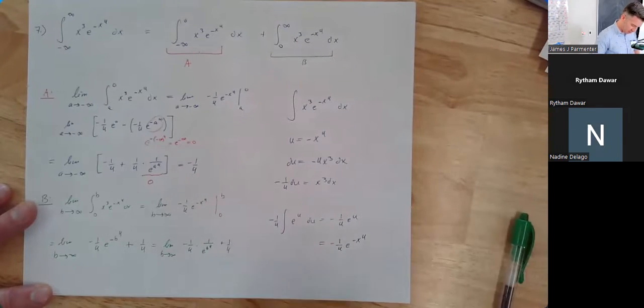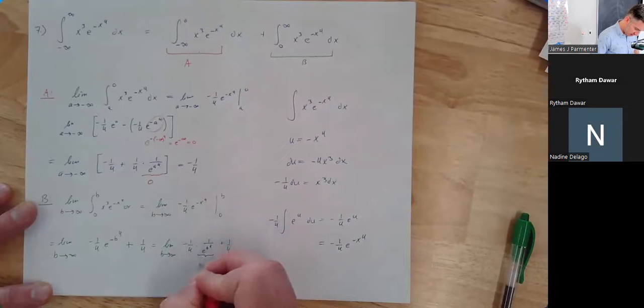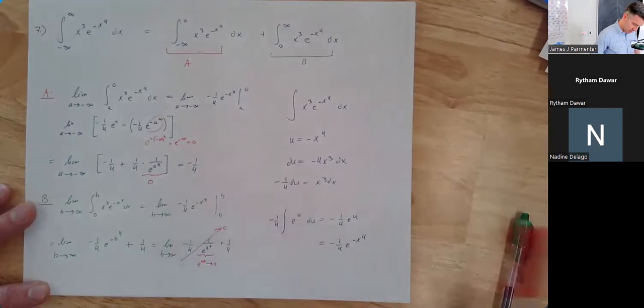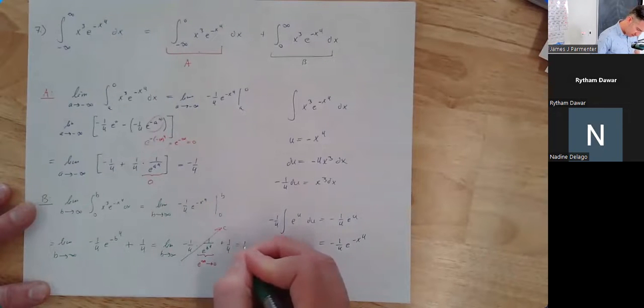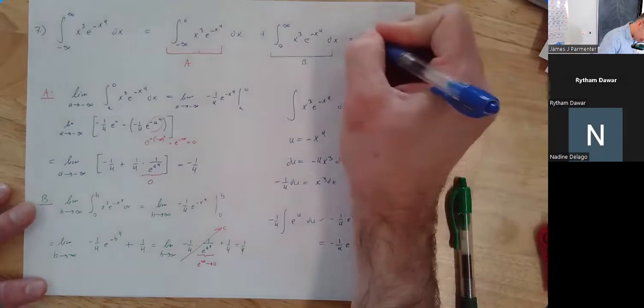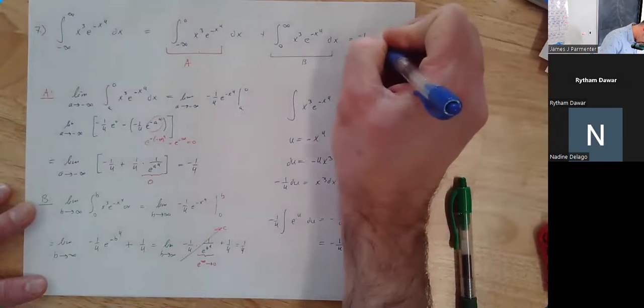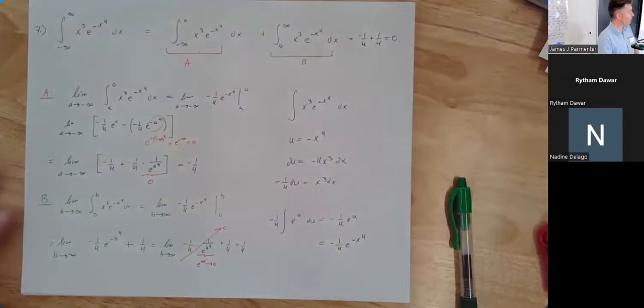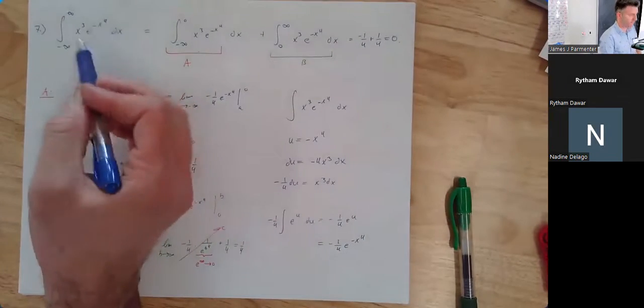And then just like before, this e to the infinity goes to 0. So you end up with positive 1/4. And then our total answer is negative 1/4 plus 1/4, which is 0. Which is not surprising if you notice that this is an odd function.